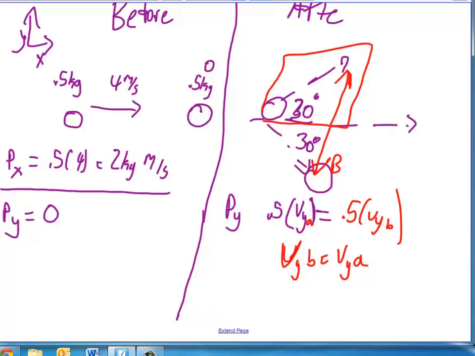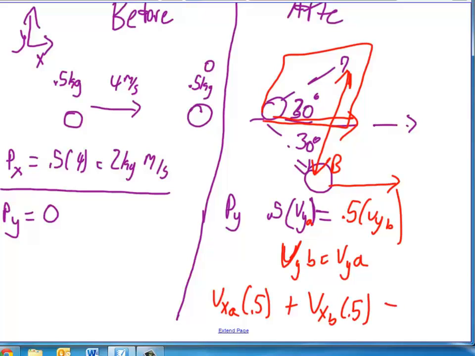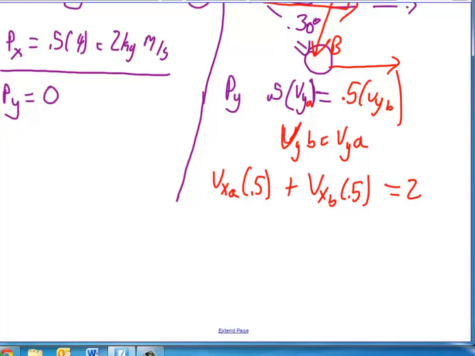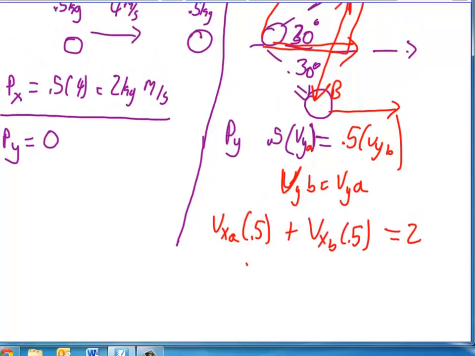If I'm looking at this ball right here, it's got some momentum in this direction. This ball also has momentum in that direction, and it's equal to vxa times 0.5 plus vxb times 0.5, and that has to add up to 2 because that was our initial momentum in the x direction. So vxa times 0.5 plus vxb times 0.5 equals 2, and since these masses are equal, these are going to be identical. But let's just take a look at that.